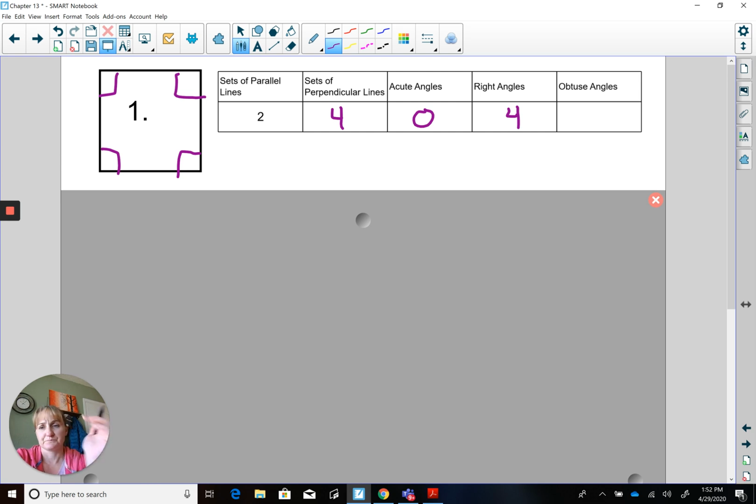Okay. How about obtuse angles? Well, if we used up all the angles and all the angles were already right, did we mess up there and one of them is obtuse?